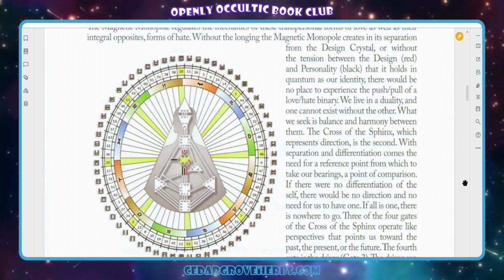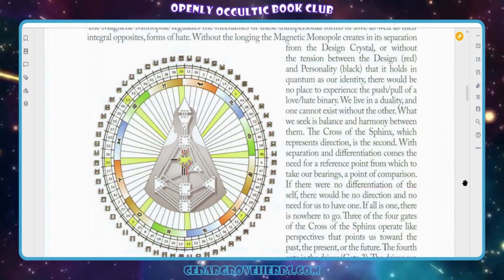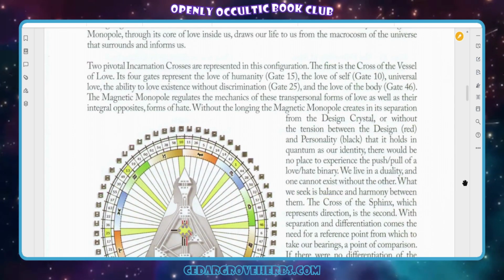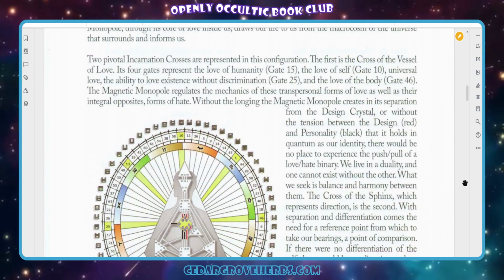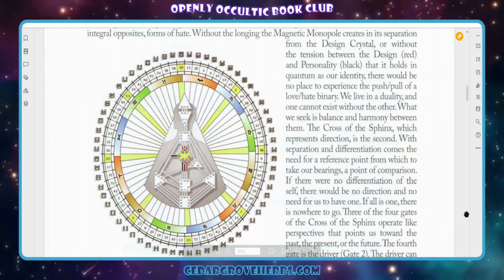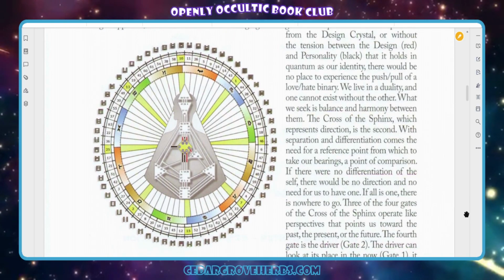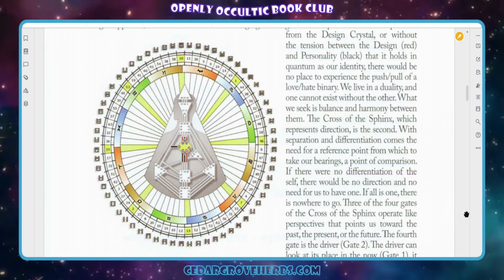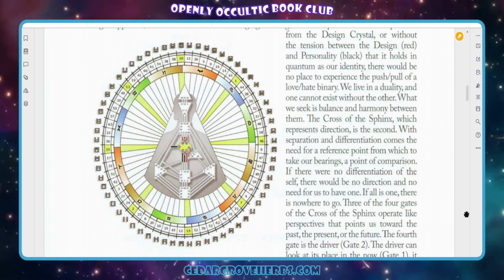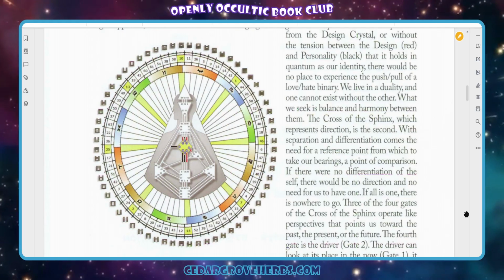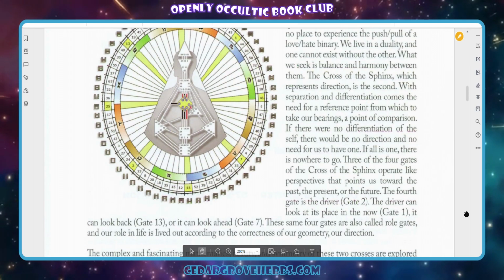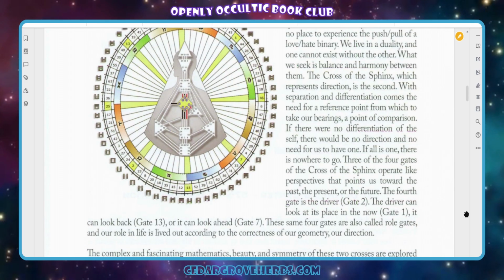The cross of the Sphinx, which is another one of those incarnation crosses, which represents direction, is the second pivotal incarnation cross represented here. With separation and differentiation comes the need for a reference point from which to take our bearings, a point of comparison. If there were no differentiation of the self, there would be no direction and no need for us to have one. If all is one, there's nowhere to go.